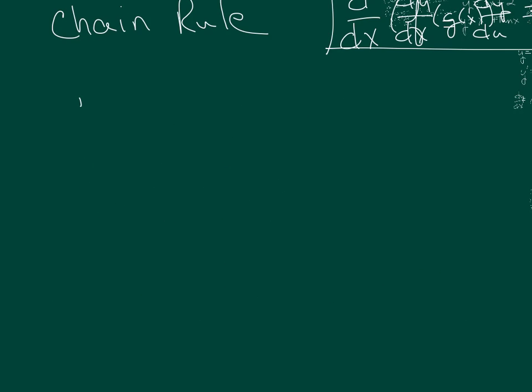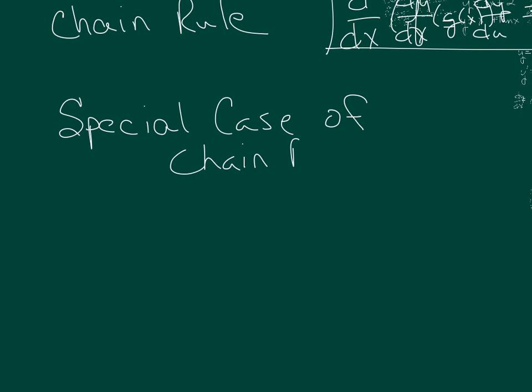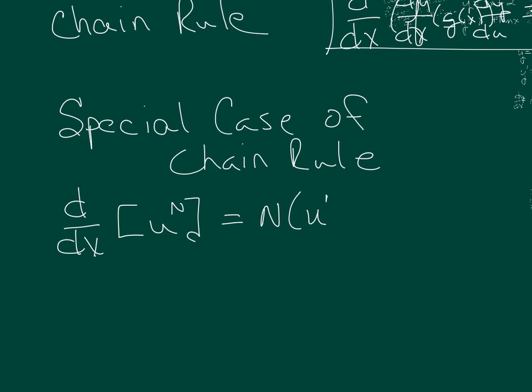All right, the special case of the chain rule just involves a function raised to a power. The derivative of u to the n is simply n times u to the n minus 1 times u prime. That's considered a special case of the chain rule, and you'll see that a lot. In fact, that's what we just did. We just used this special case of the chain rule.